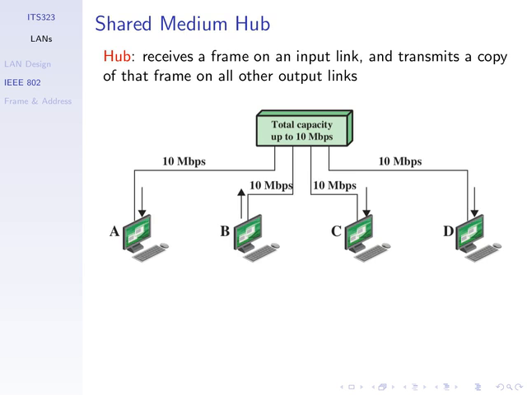That is, B transmitted a signal and it was sent to all the output links. At the same time, D sent a signal to the hub and it was sent to all the output links. You will see that on these two links, there's the signal coming from D and from B. And therefore, we have a collision, and neither A or C can understand what was transmitted.